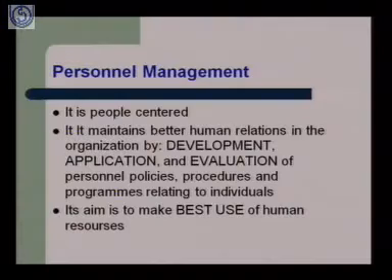Now if you see, personnel management is people centered. It maintains better human relations in the organization by the development, application and evaluation of personnel policies, which we will be discussing in the second unit in the next session, procedures and programs related to individuals. It aims to make the best use of human resources.